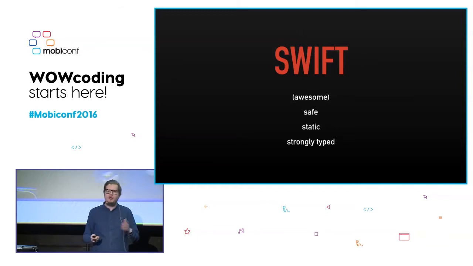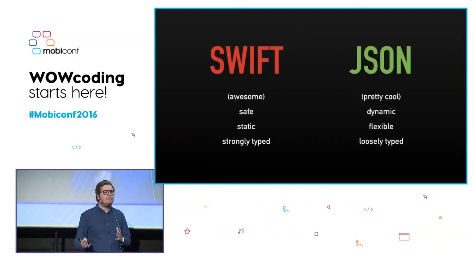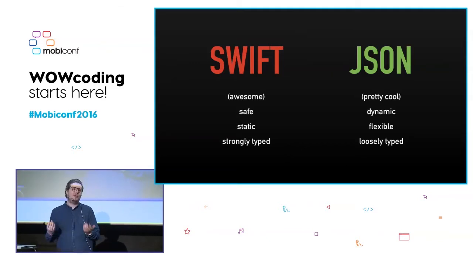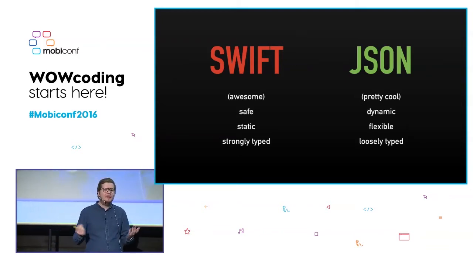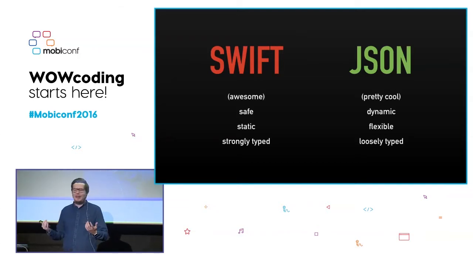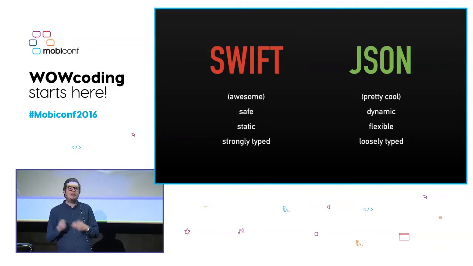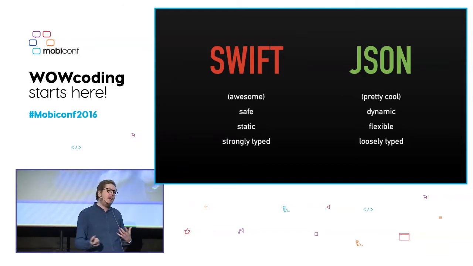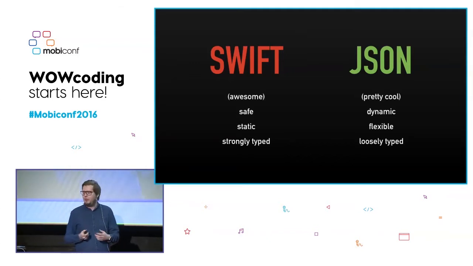So if we look at JSON, on the other hand, we can see that it has some pretty different characteristics. Well, first of all, I personally think that JSON is pretty cool. I like it. It might not be the most sophisticated piece of transport mechanism, but it works. It's great. It's readable. JSON is highly dynamic. It's basically just a string that you can put anything into. You can have arrays and dictionaries mixed together and integers and strings all over the place.